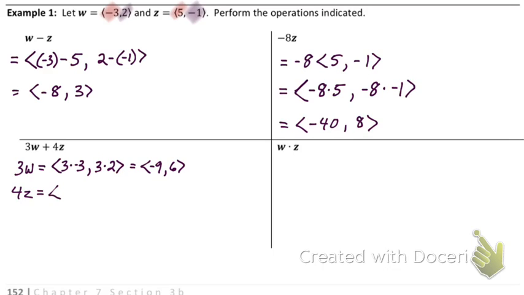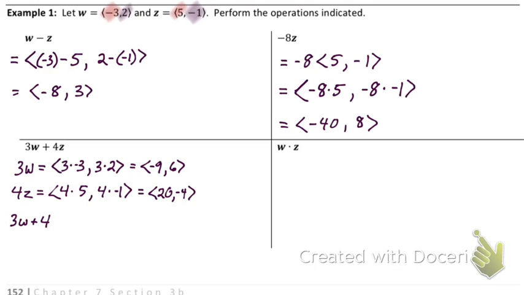4z would be 4 times whatever my first value is for z, which is 5, comma, 4 times whatever my second value is, my y value, which is negative 1. And that's going to equal 20, negative 4. So I now have 3w and I also have 4z. Now just add those two vectors just like we did. Did we add one yet? Oh, just like we did the subtraction, but this is addition instead.